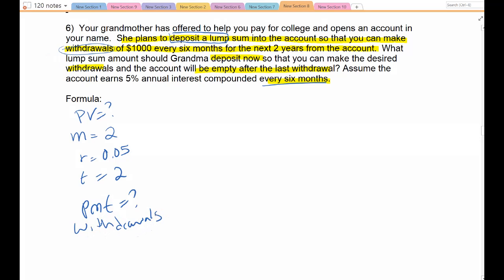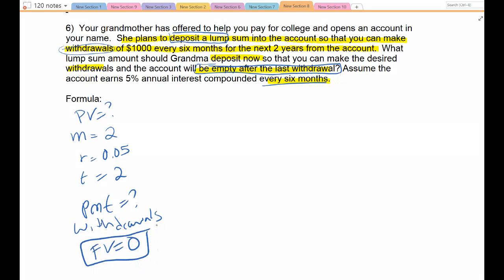Those are what's giving it away that it's an annuity case. I start with a large sum. I'm slowly making withdrawals over the 2 years, and this is also a clue that it's the annuity case: the future value is 0. There's nothing in there at the end of 2 years. You used up all the money.